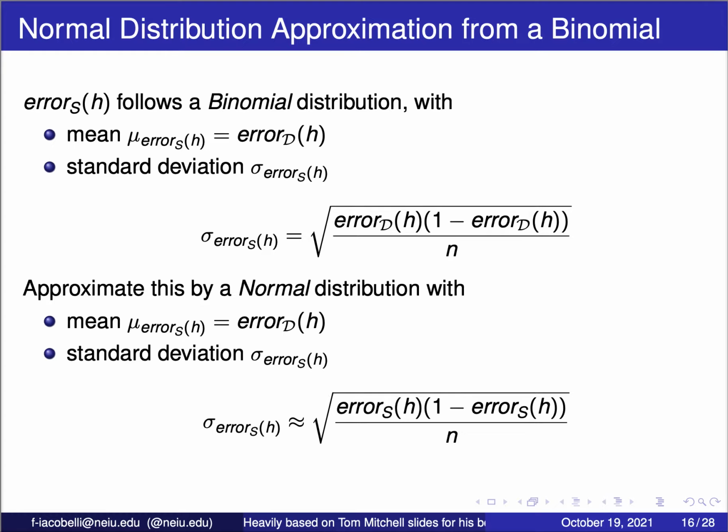And in a normal distribution, the mean of the error is an approximation of the true error in the world, and the standard deviation of the error is usually the square root of the error times 1 minus the error, divided by n. Now, in an approximation where we don't have the error of the world, we will use the error of the sample to compute the standard deviation. This is basically a whole set of slides just to indicate where that radical term comes from.